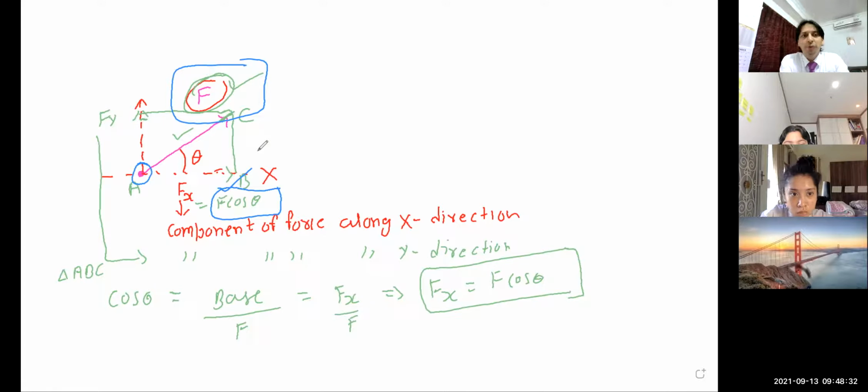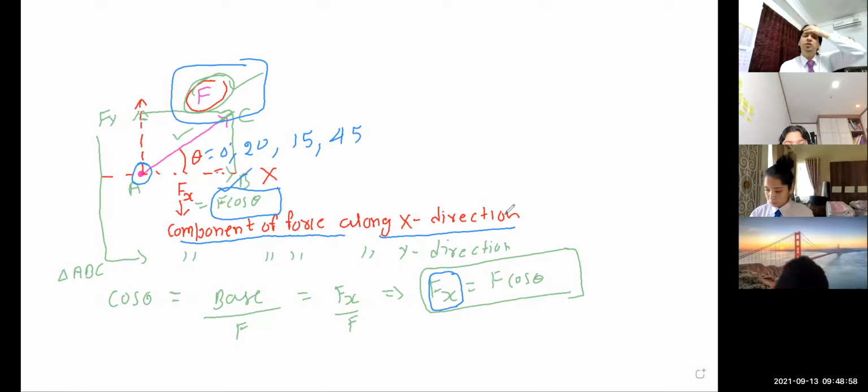Theta, you have to put this value of theta. This theta can be 0 degree, it can be 20 degree, it can be 15 degree, it can be any angle, children. So whatever the angle is given in the exam, you have to put that value of angle to calculate the Fx. What is this Fx, children? Read it carefully. Component of force along x direction. So in your exams, there will be some questions in which the examiner will ask you to find the x component of a given vector, or maybe find the y component of a given vector.